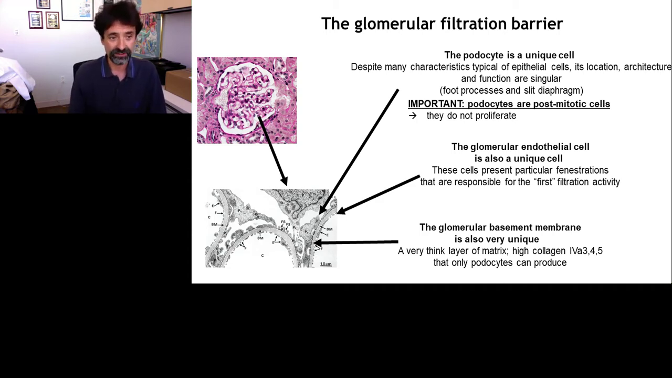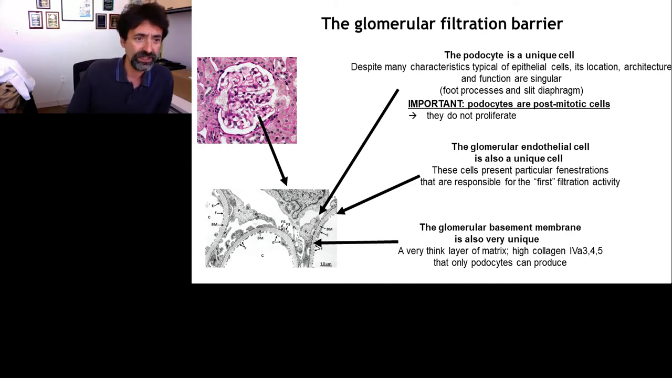Then on the other side, on the blood side of the glomerular filtration barrier, we have endothelial cells that are also unique because they present particular fenestrations that are responsible for the first filtration activity of the glomerular barrier. And between these two cells, we have the basement membrane, a very thin layer of matrix that is composed of different chains of collagen that only the podocytes can produce.